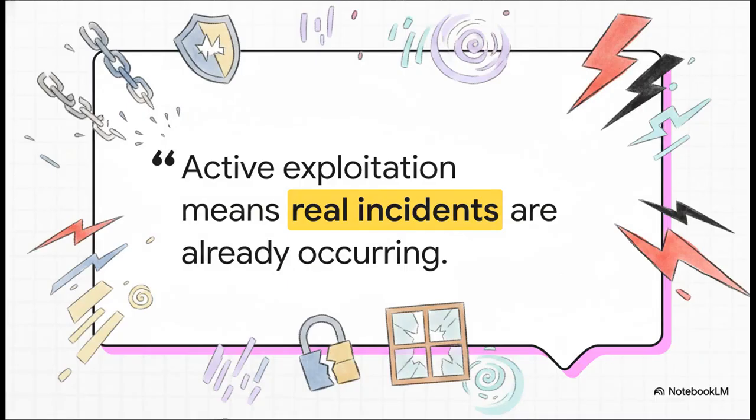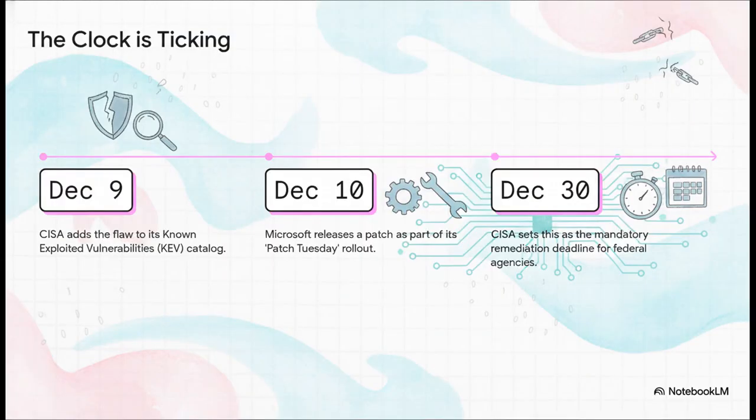Okay, let's start with this quote because really, it cuts right to the chase. Active exploitation means this isn't some theoretical what-if scenario. This is happening right now. CISA and Microsoft are confirming that real attackers are out in the wild using this flaw to break into systems as we speak. And this timeline just puts the urgency into perspective.